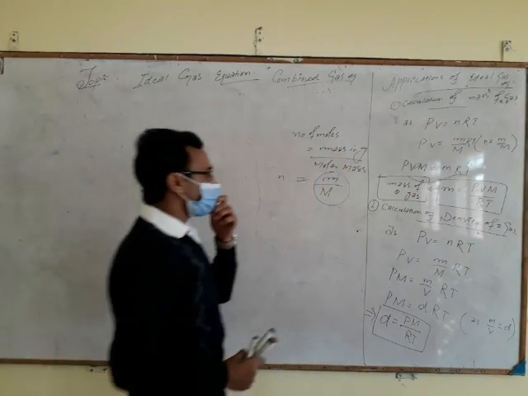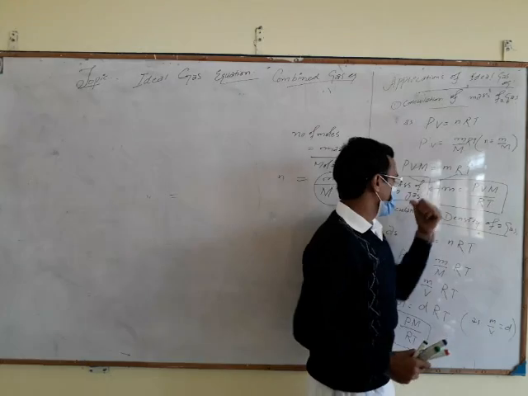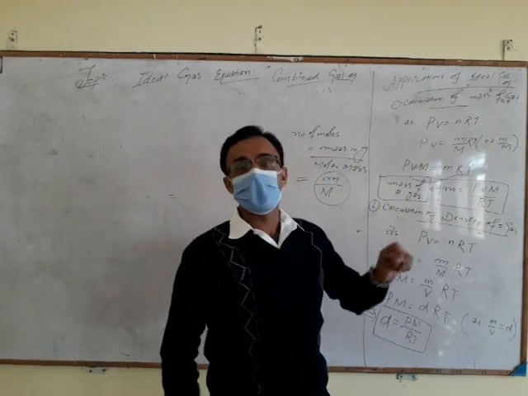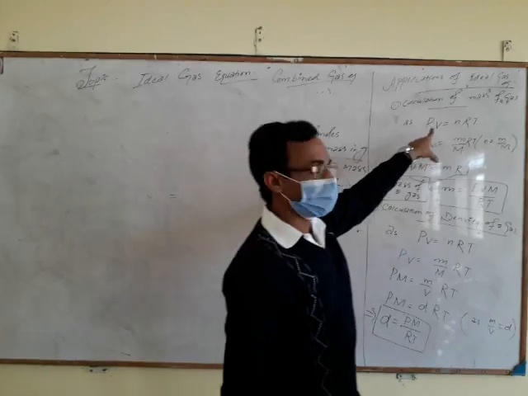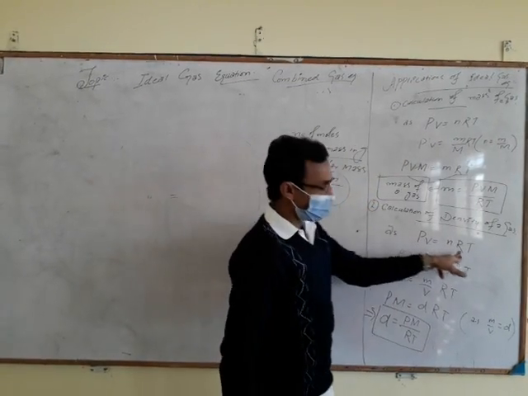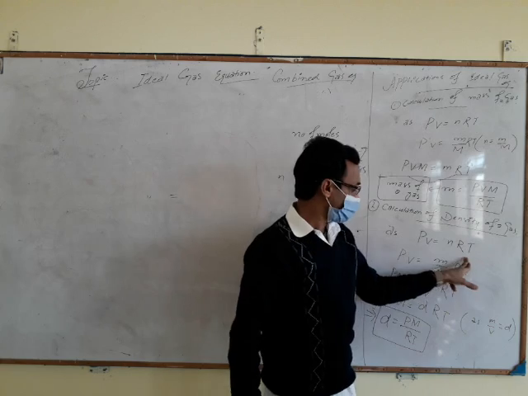Now the second application of the ideal gas equation is that we can calculate the density of the gas with the help of this ideal gas equation. How? Let's see. We know that PV is equal to nRT. This is the ideal gas equation.